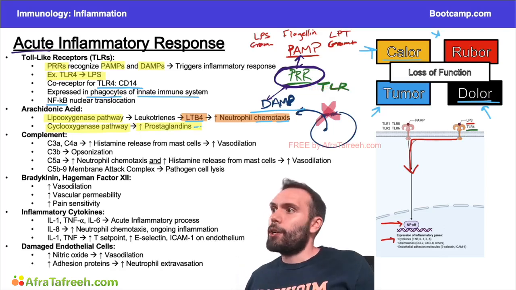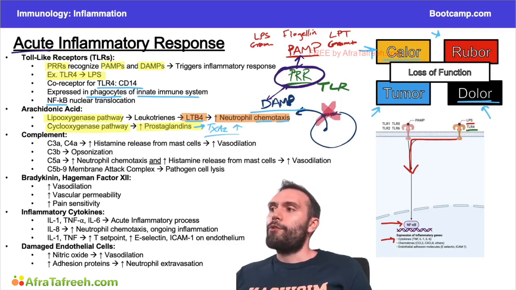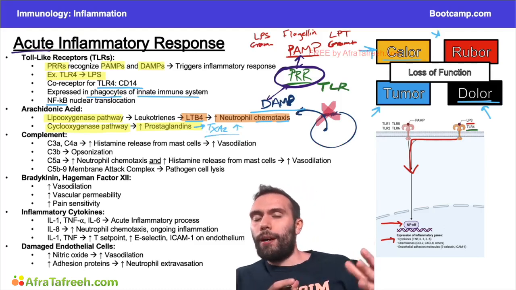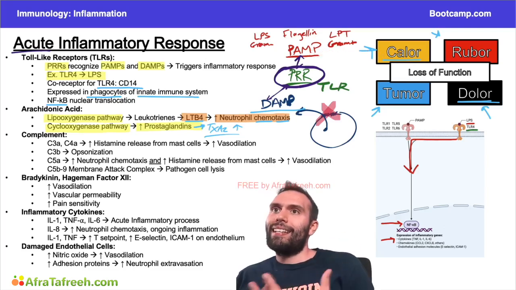The big repercussion of this really is that you'll see that TXA2, thromboxane A2, is also going to be released, right? You're going to have increased levels of thromboxane A2. And remember, TXA2, if you go to the hem-onc videos, is going to lead to platelet aggregation. It's going to help platelets get together and aggregate.